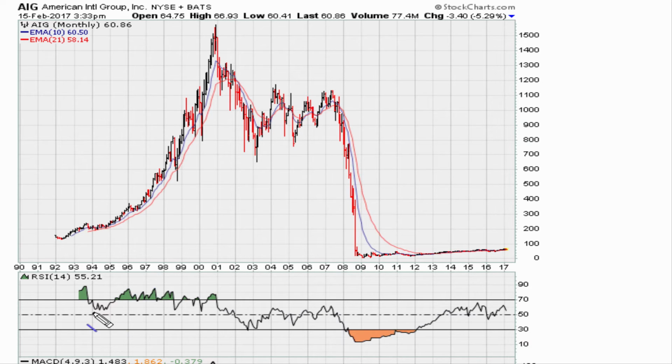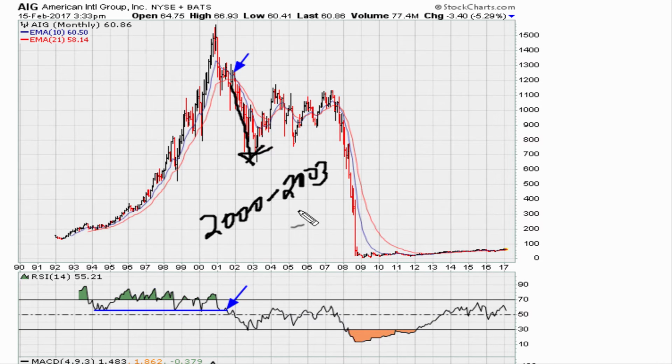Take a look at this line here. Now this line was a previous support line in the 90s. Once we broke below that line here in 2001, AIG went down. And that was in large step with the 2000 to 2003 bear market.